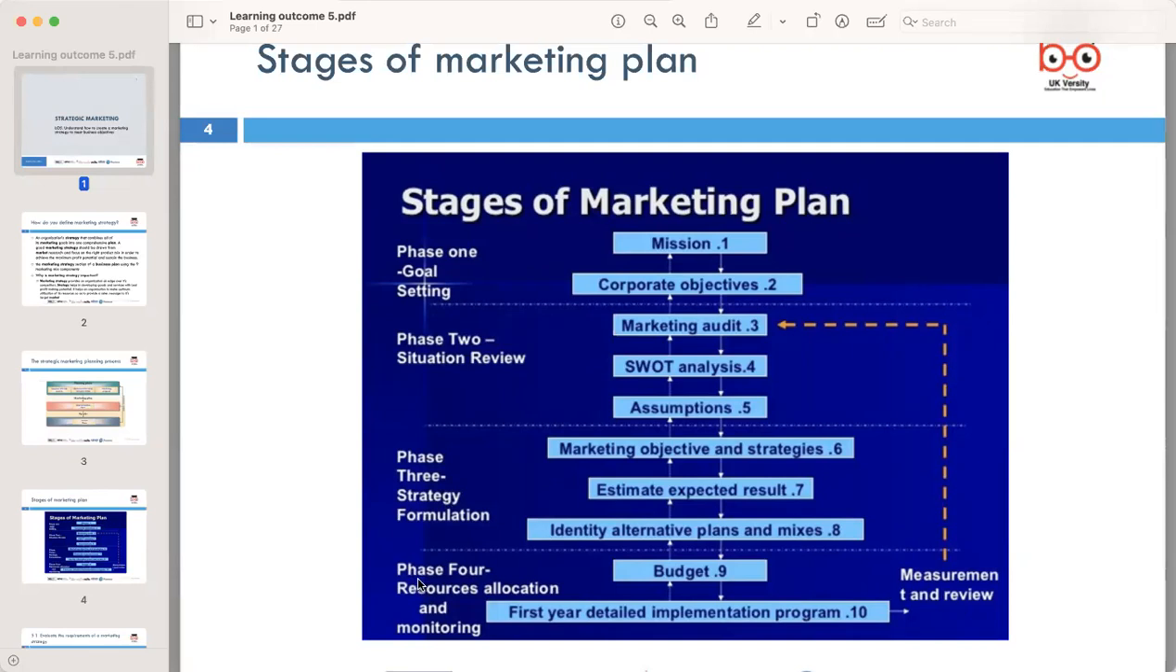Then resource allocation and budgets, which is phase 4. Resource allocation is an important aspect of the marketing plan. The organization decides how to allocate resources effectively to support the chosen marketing strategies. A budget is developed to outline the financial allocation to each marketing activity. Additionally, a monitoring and reviewing program is established to assess the implementation program's progress during the first year of execution.